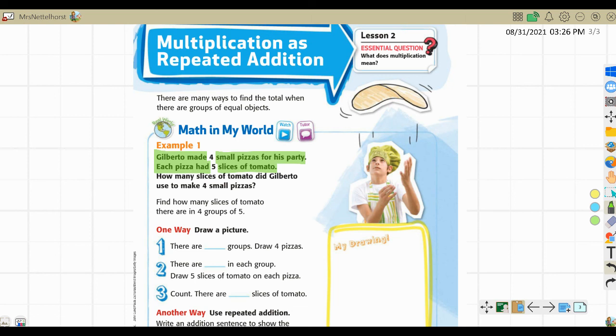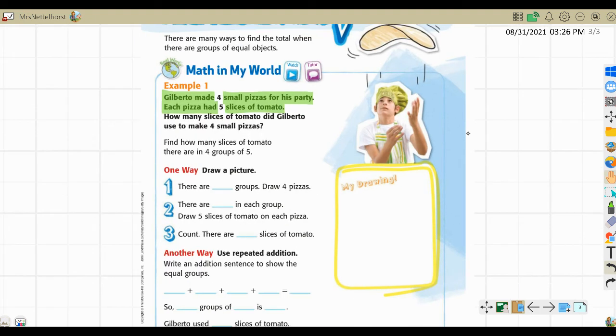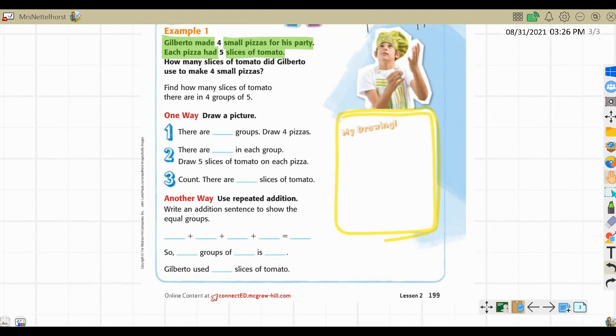Now let's read the question. Gilberto made 4 small pizzas for his party. Each pizza had 5 slices of tomato. How many slices of tomato did Gilberto use to make 4 small pizzas? So what we need to know is how many slices of tomato altogether. So let's find how many slices of tomato there are in 4 groups of 5. First, we're going to draw a picture.